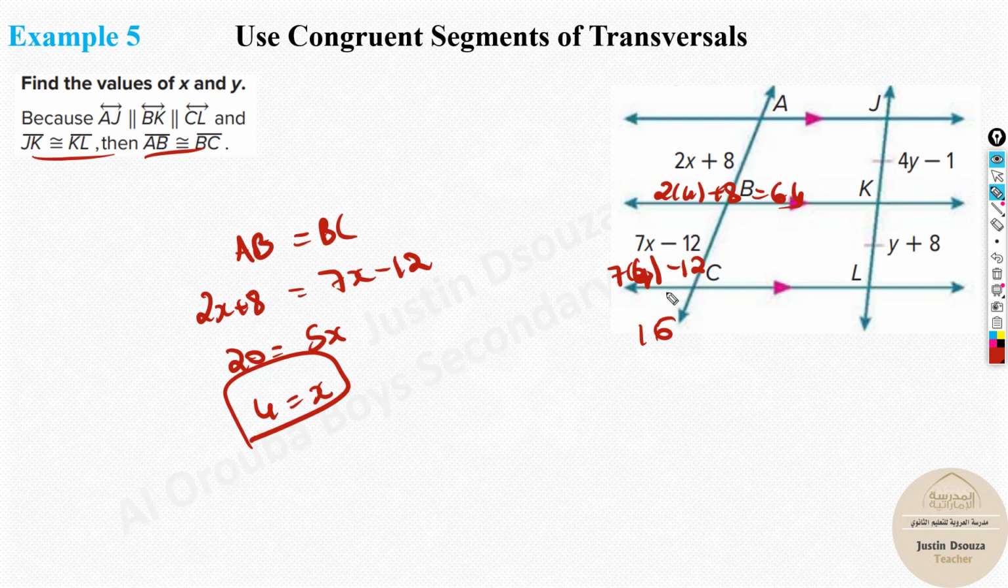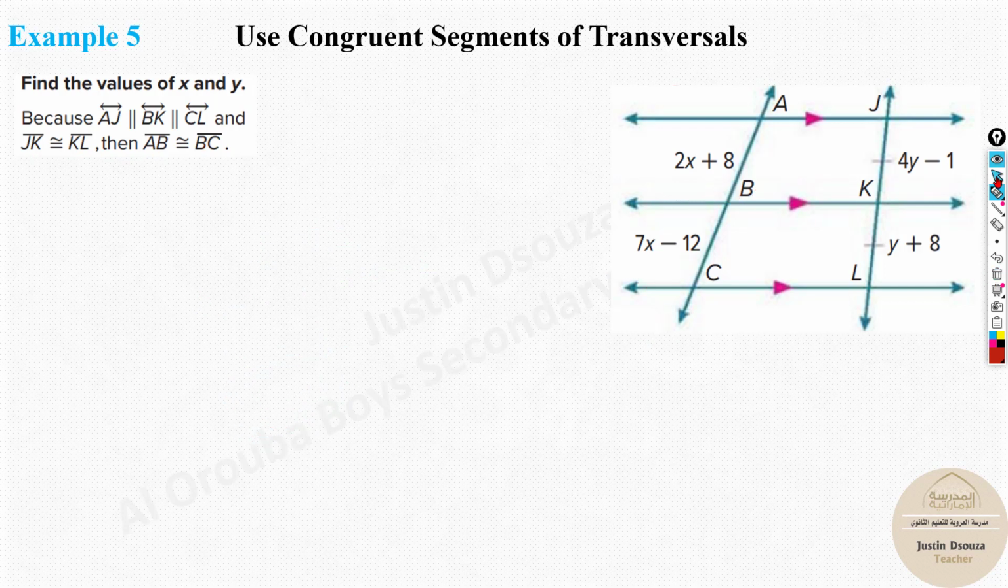I hope this is clear. Oh, I'm so sorry, I didn't realize what needed to be solved. It is just the x and y values. Sorry, my bad. You don't need to solve this. The x value is 4. Now find the y value. These are two congruent parts, so just equate them both.